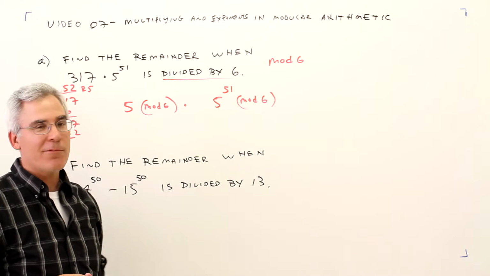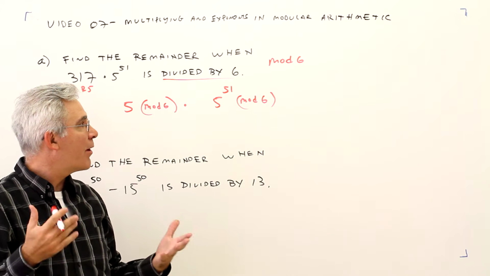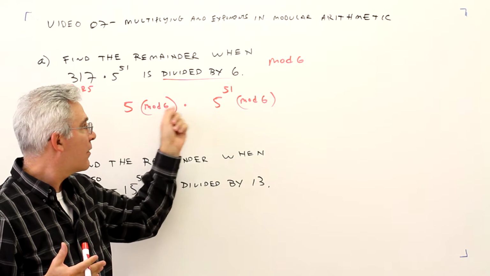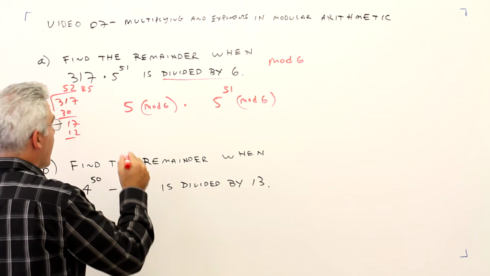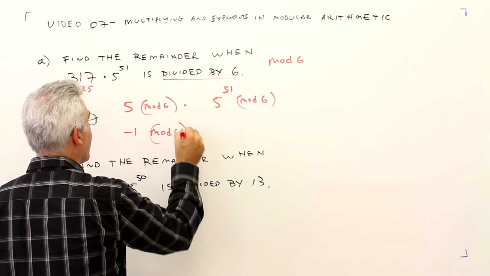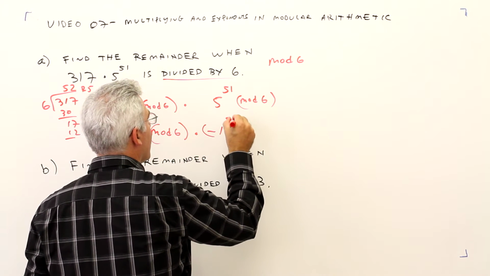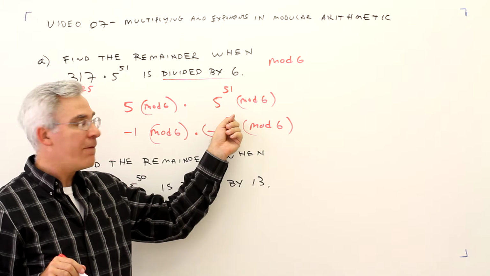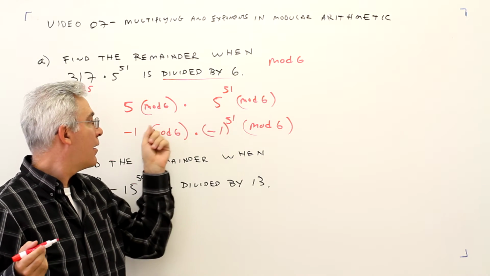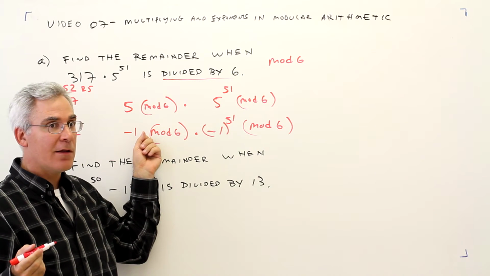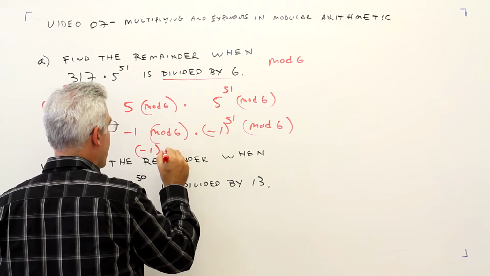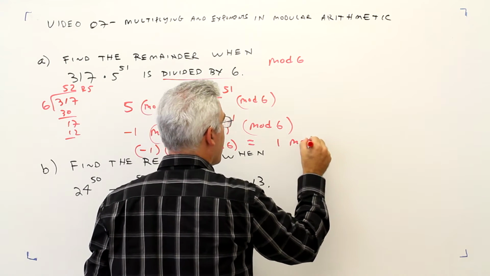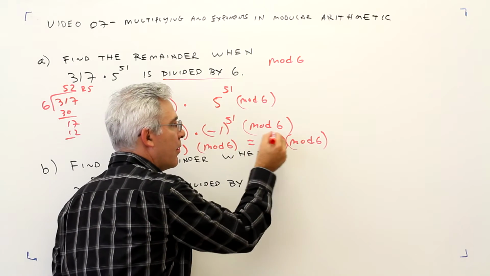And I still don't really want to deal with that. Again, if you recall, we could just simply add 6s or subtract 6s. If I subtract 6s, I get a negative 1. Love it. So this is really like negative 1 mod 6 times negative 1 to the 51st mod 6. And negative 1 to the 51st power is just negative 1. And negative 1 times negative 1 is positive 1. So this is really like negative 1 times negative 1 mod 6, which is simply 1 mod 6. So the remainder is 1.